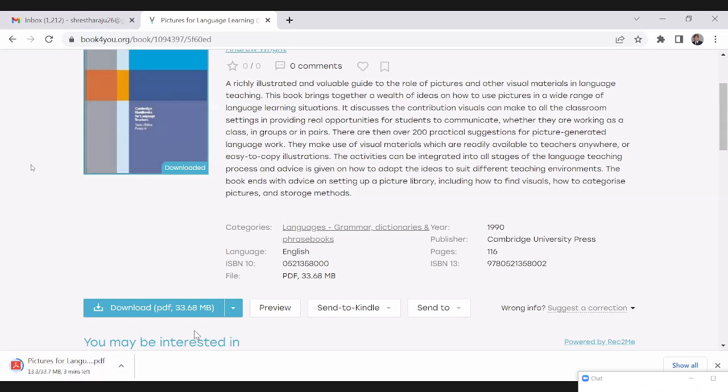Okay, it is downloading, it just takes a few seconds. And after this we will discuss vocabulary today. After vocabulary, we will start pronunciation.